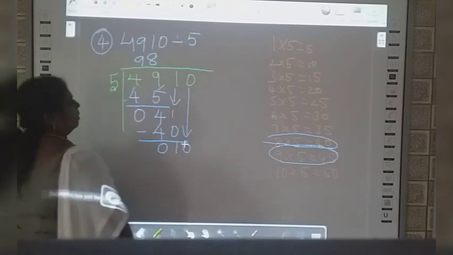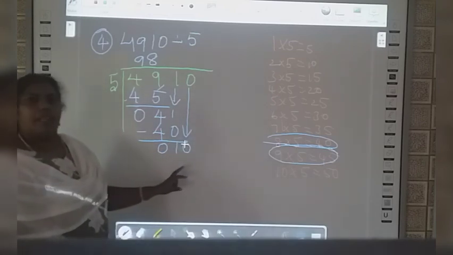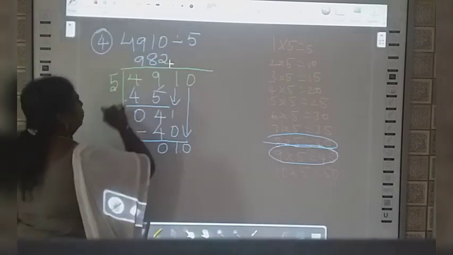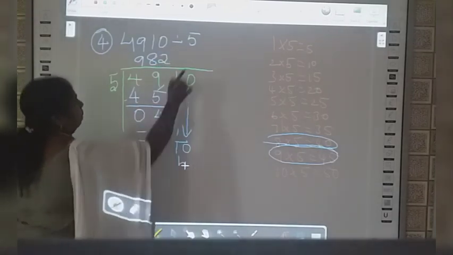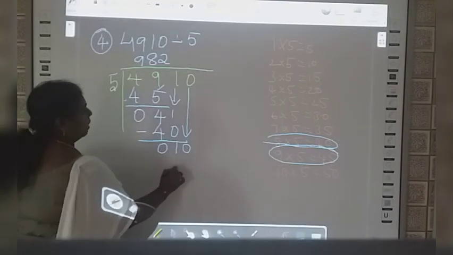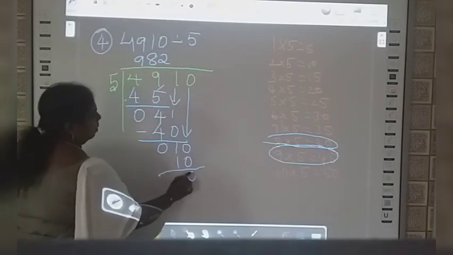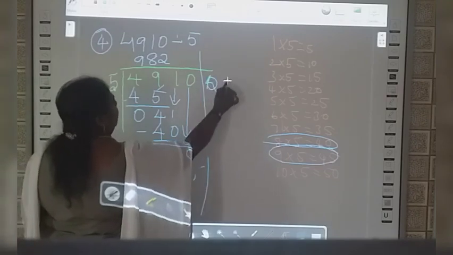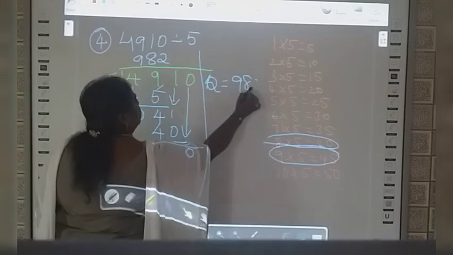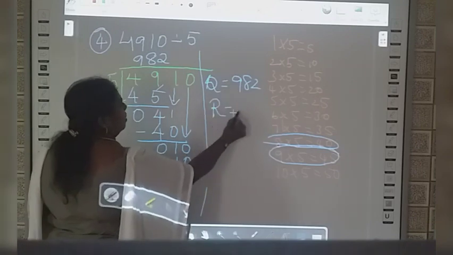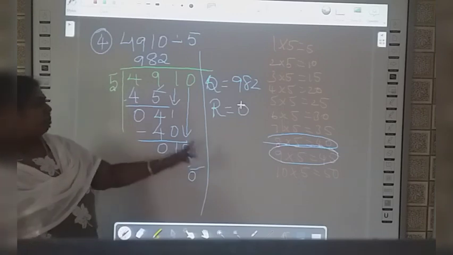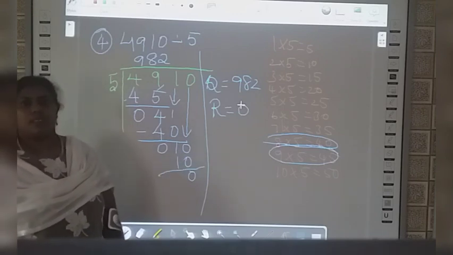Okay, next, we are going to write the 0 next. Here 10. Now 10, how many times? 1 5 is 5. 2 5s are 10. 2 times 5s are 10. So 0. You write the answer now. Quotient is 982. Remainder is 0. Do you understand, children?